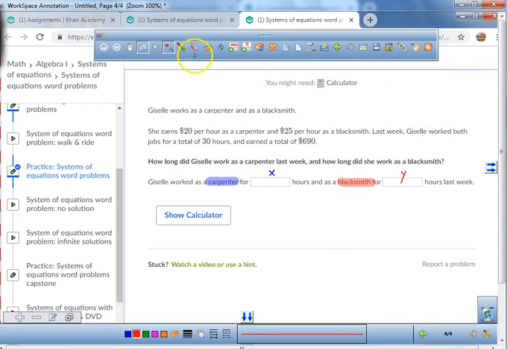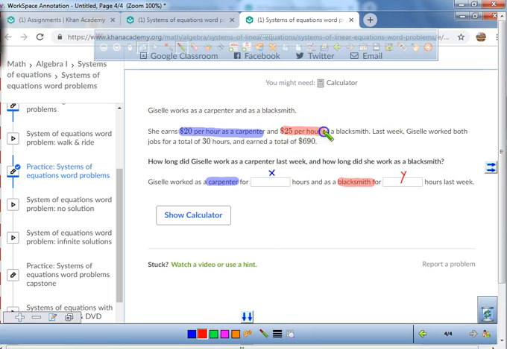All right, so let's highlight things that are important. Like she earns $20 per hour as a carpenter, okay? And she earns $25 per hour as a blacksmith. And then it says Giselle worked both jobs for a total of 30 hours. So she worked both jobs for a total of 30 hours, and she earned a total of $690 for the amount of hours that she worked.